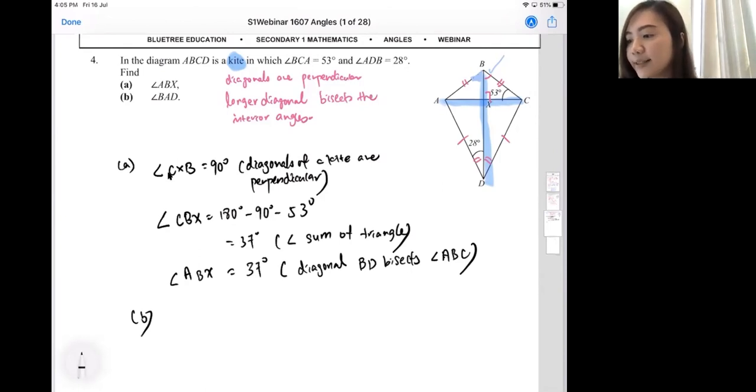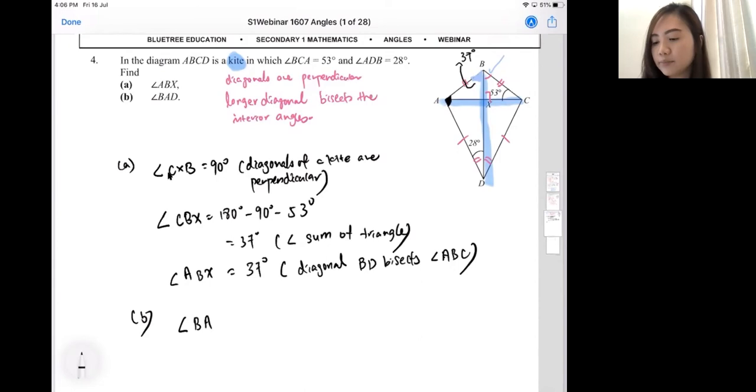BAD, this angle. BAD in black. To find BAD, actually this question is quite simple, because ABD is a triangle. Interior angles of a triangle add up to 180. So we take 180 minus the answer from part A, which is 37, and then minus 28. That will give us the remaining angle BAD.